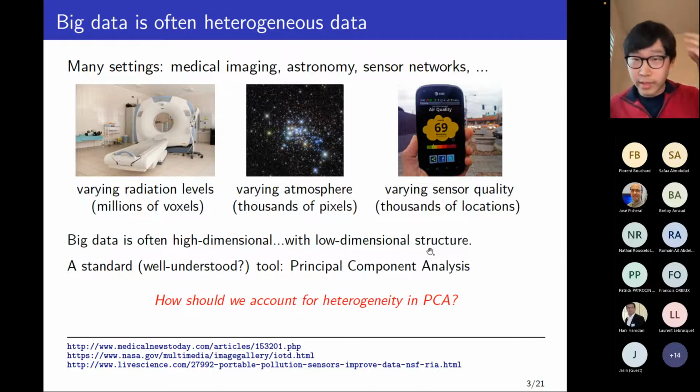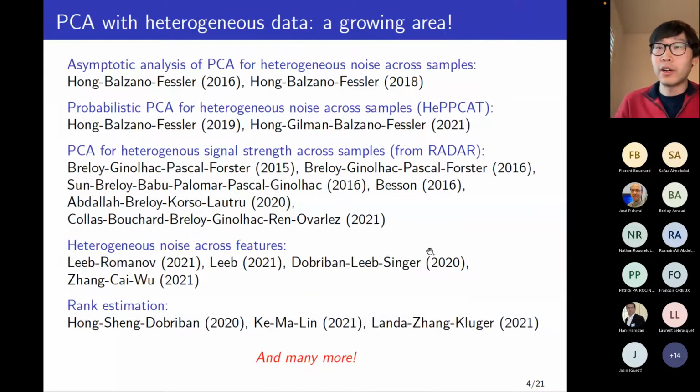Now I'm going to be framing things in terms of PCA, but throughout the talk, you can also think about this essentially as a low rank estimation problem, where we're trying to seek a low rank structure in high dimensional data. So this is actually quite a growing area, and it's very exciting to be working on this. And so myself with some collaborators, we've done a variety of works in, for example, asymptotic analysis of PCA for heterogeneous noise across samples. So in other words, you can ask the question, when there are heterogeneous levels of noise, what happens to the performance of PCA?